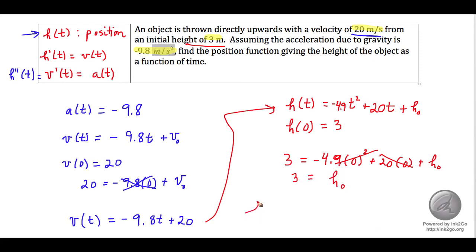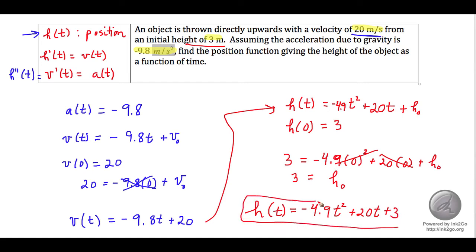So our final answer for the position function is that h of t is equal to negative 4.9 t squared plus 20t plus 3. So this is the position function.